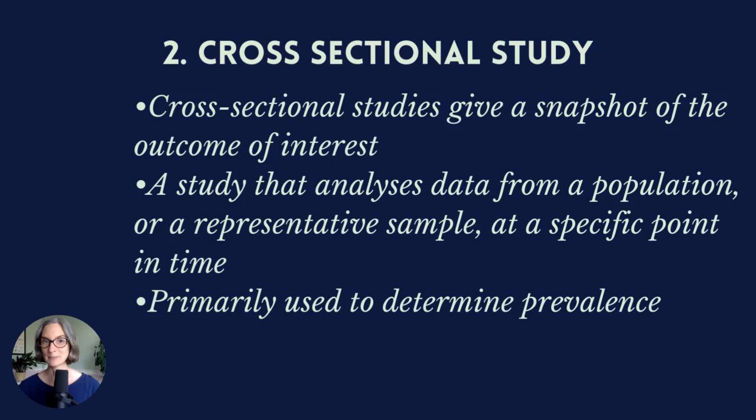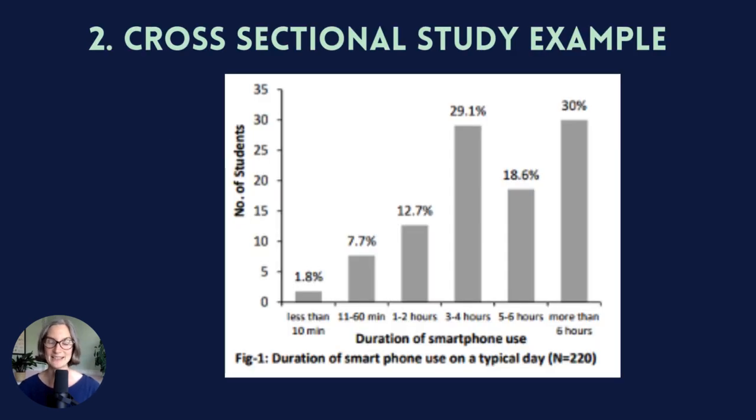So let's have a look at an example. This comes from a study looking at the prevalence of smartphone use and smartphone addiction among physiotherapy students. You can see from this graph, it's looking at the duration of smartphone use in a typical day. So n equals 220. n stands for the sample size. So they had 220 participants in this study. And if you look at that, actually 30% of the students that they sampled were spending more than 5 or 6 hours a day on their phone. So it's actually quite a large amount of time, isn't it?